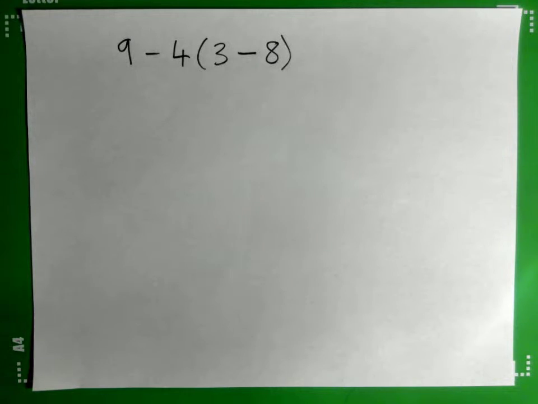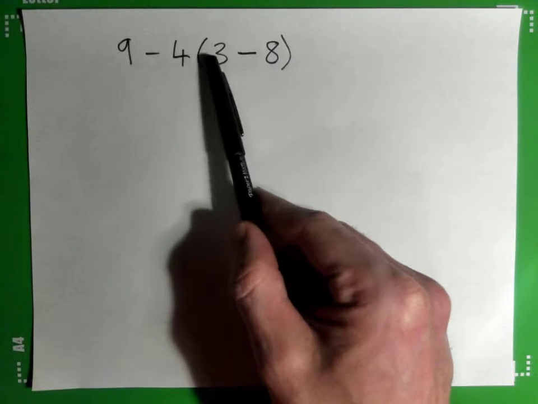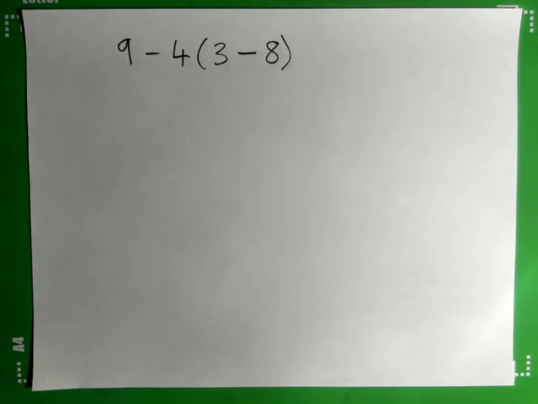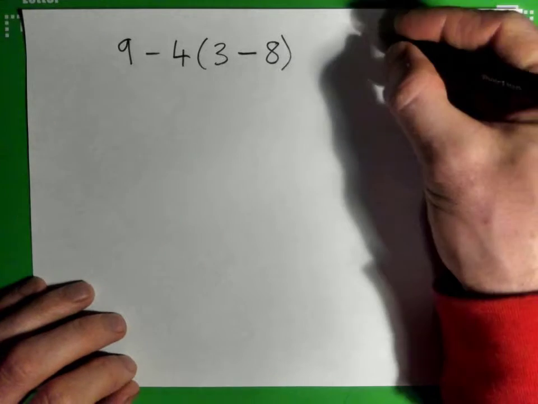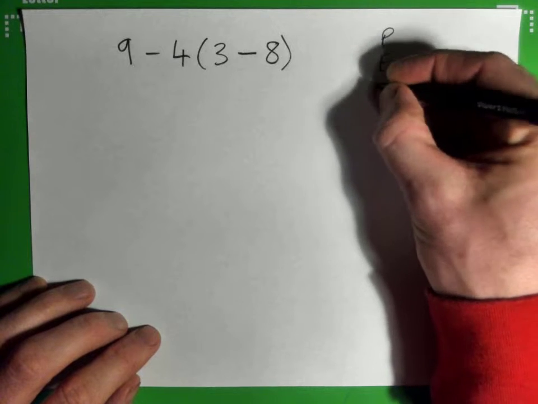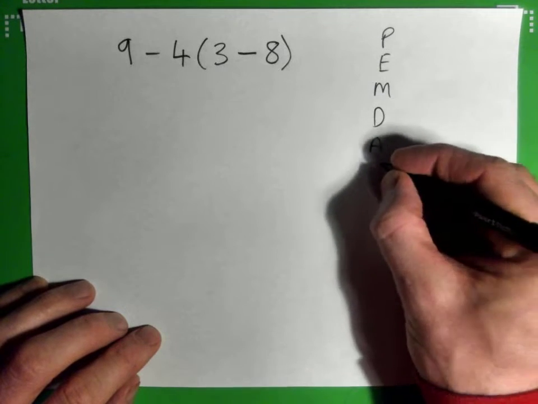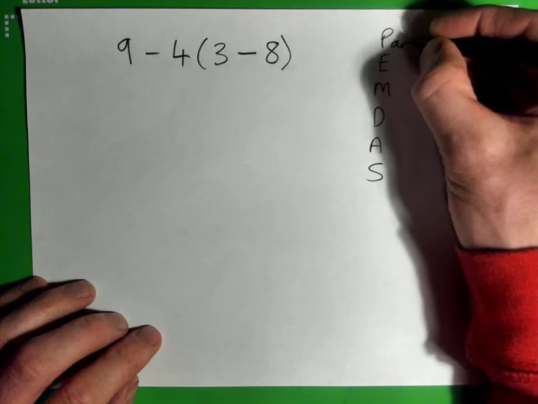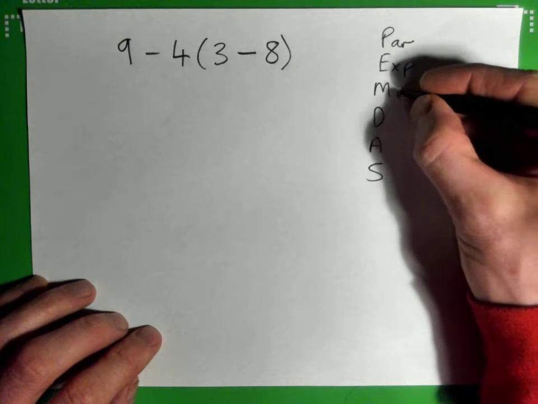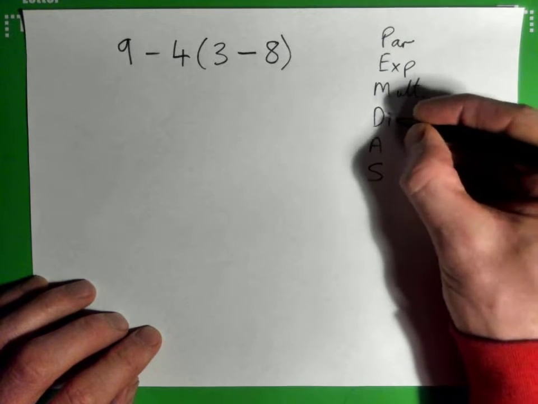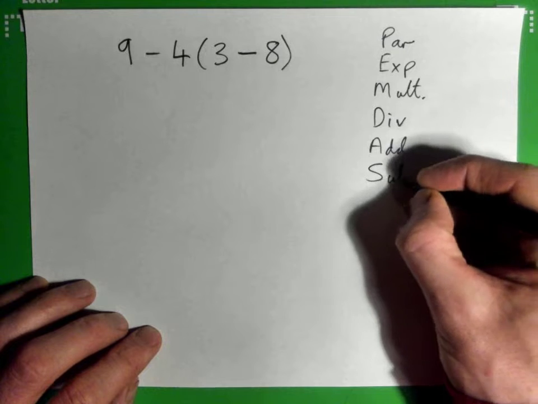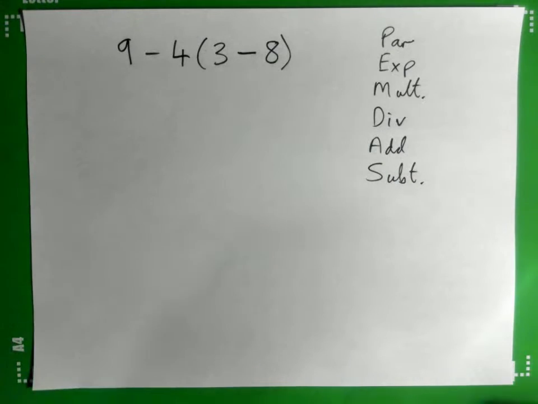Alrighty, so we got this problem here, 9 subtract 4 times 3 minus 8 in parentheses. And we have to think about the order of operations, PEMDAS, on this problem here, which is you start with parentheses, then you do your exponents, then you multiply, then you divide, then you add, then you subtract, right? So that's our order of operations.